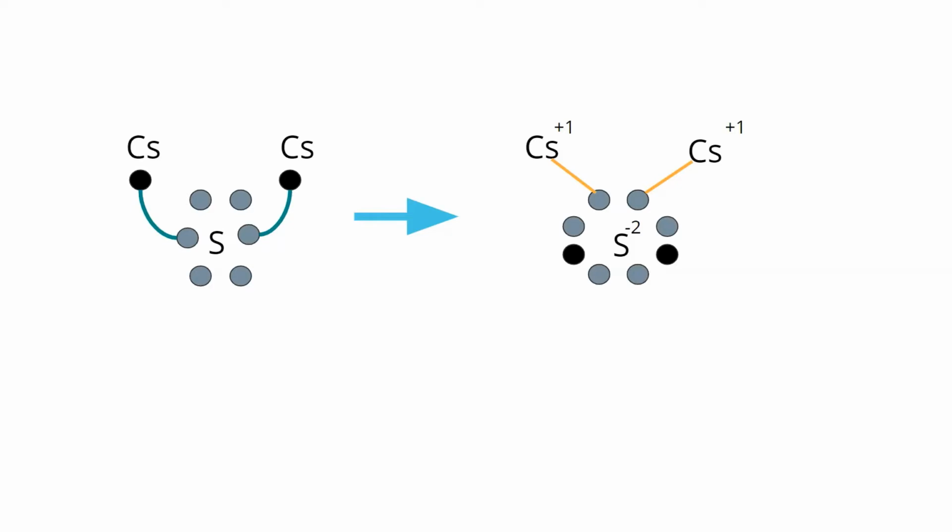And then when I'm naming this, we'll see that we call it cesium sulfide. In this instance, the metal retains its name, so cesium, but for the nonmetal that comes second, the ending is changed to -ide. So instead of cesium sulfur, we take the -ur off and we add -ide, so sulfide. If we were bonding cesium and oxygen together, it would be cesium oxide and not cesium oxygen.